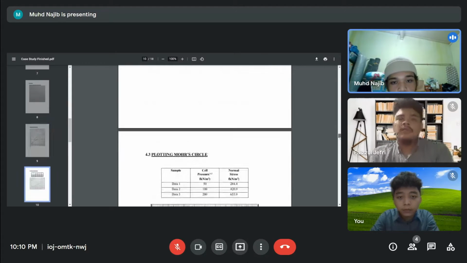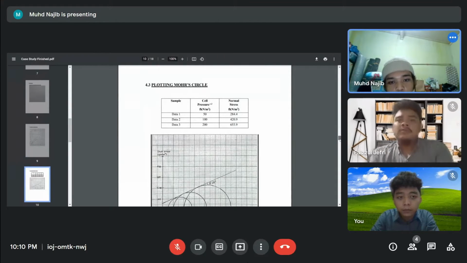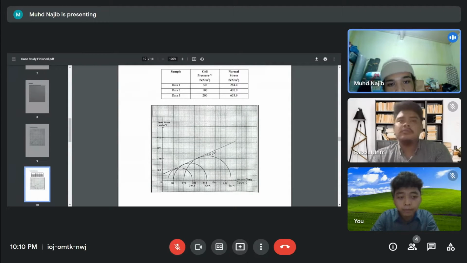So next, I want to move to the plotting of the Mohr circle. Here we have three data. For data 1, for the cell pressure, we get 50 kilonewton per meter square, and for the normal stress for data 1, we get 284.4 kilonewton per meter square. For data 2, the cell pressure is 100 kilonewton per meter square, and the normal stress is 420.9 kilonewton per meter square.